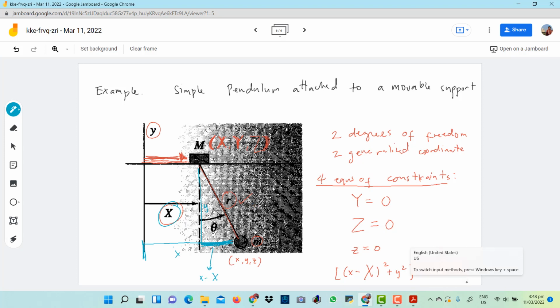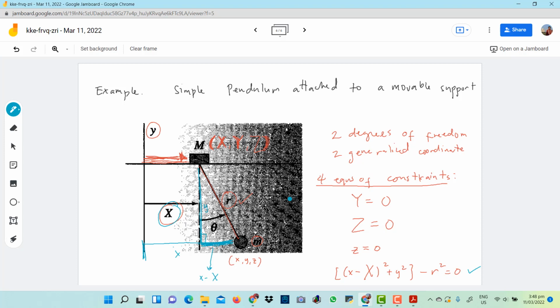So this is a right triangle, no? Right triangle na siya. So therefore, using Pythagorean theorem, we can solve for the r square which is equal to this equation. So I have four equations of constraints: x, y, z, and z nga gamay are zeros, and then one last equation of constraint is for our equation for the rate, the r.